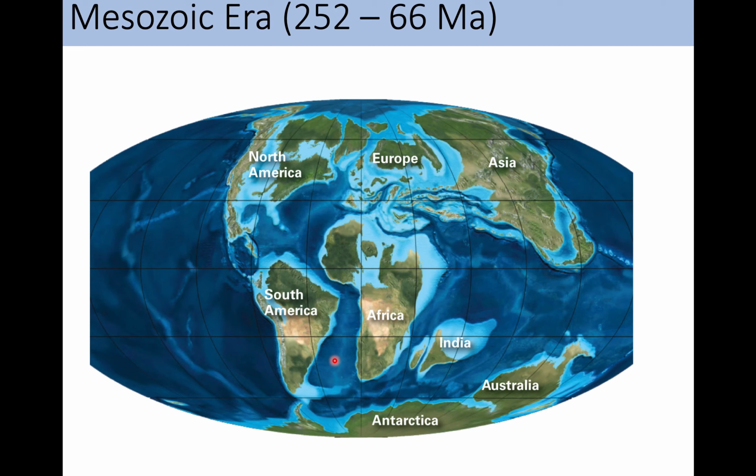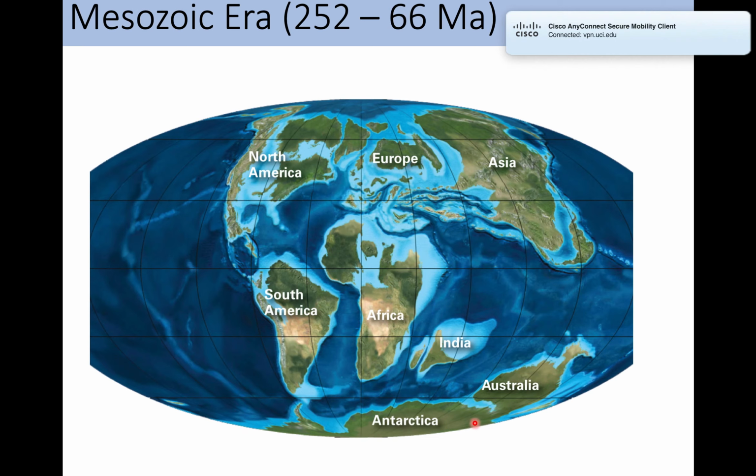This is what the world would have looked like in the Mesozoic era. So we have what we know now as North America. Europe, Asia, India has not yet crashed into Asia. We know that that's coming. And Australia and Antarctica were still connected.